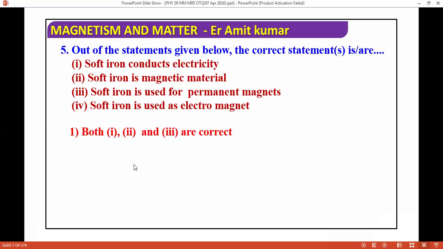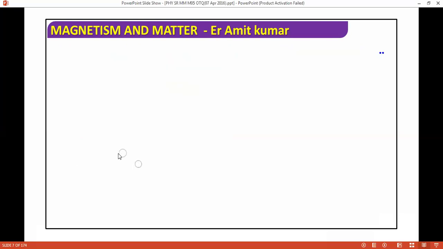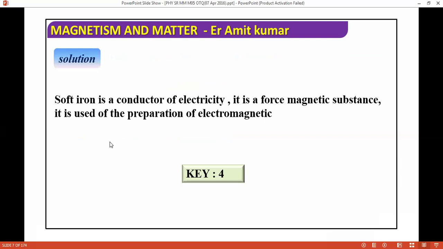Answer: we have these options. Here the answer will be: soft iron is a conductor of electricity, and it is a ferromagnetic substance. It is used for preparation of electromagnets. So you need to take care of this in your brain. The soft iron is a conductor of electricity, and it is a ferromagnetic substance. It is used for preparation of electromagnets. So we'll go with answer 4.